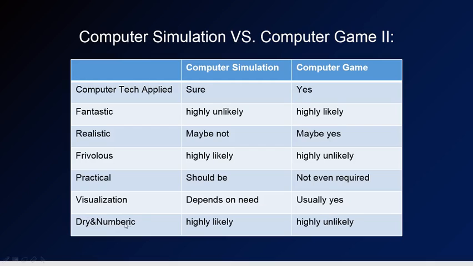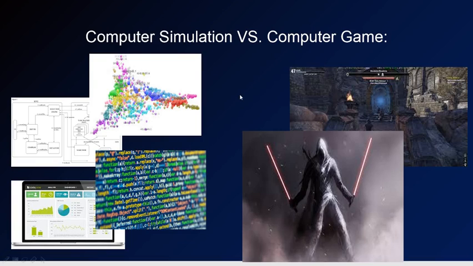Visualization combined with dry or numeric. The answer is basically yes for simulation. The only difference is visualization for simulation is not a must. It depends on its need. But for game, usually the visualization is a must. And numeric things, highly unlikely. So this is probably the most ordinary example of the simulation and numeric things, simulation versus games.